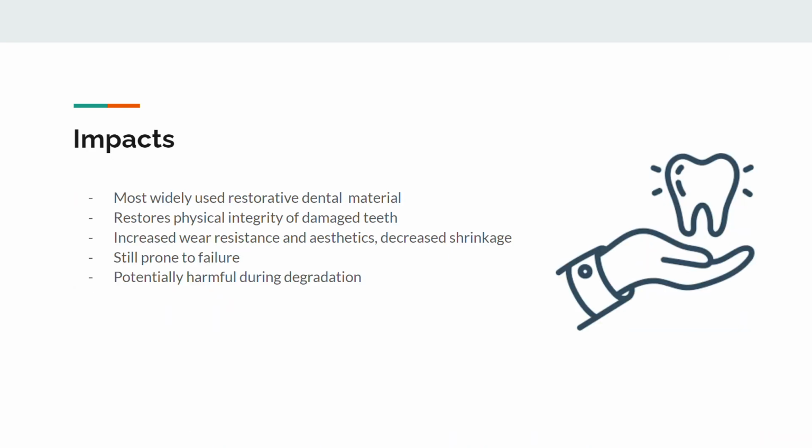Dental composite resins are the most widely used restorative dental material. These resins are able to restore the physical integrity of damaged teeth, most commonly through fillings or implants. When compared to other dental restoration materials, composite resins have a higher degree of wear resistance and less shrinkage, which can lead to product failure. Another benefit of composite resins is the natural aesthetics they provide, as they are available in a range of colors. However, research is still needed in improving these materials. They are still prone to failure through shrinkage and adhesive failure. Another major concern that must be addressed is potential for user exposure to harmful monomers as the resins degrade over time.